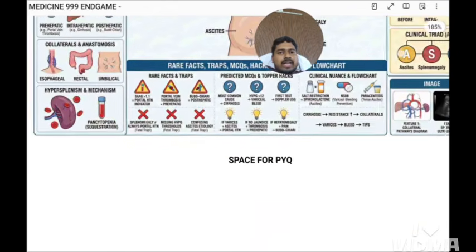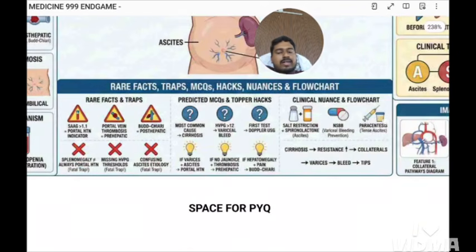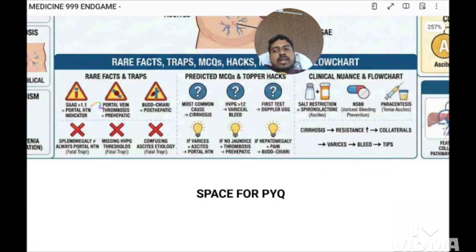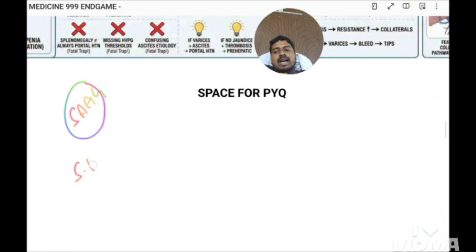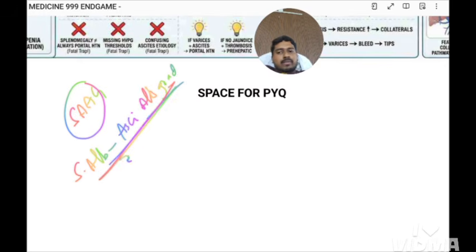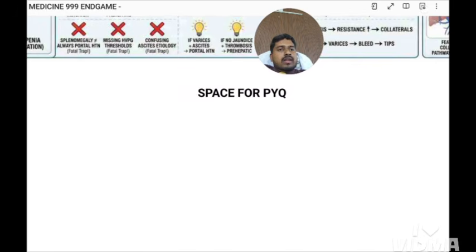One important indicator of portal hypertension is the SAG ratio. So what is SAG? SAG means serum albumin minus ascitic albumin gradient. Basically we are checking whether the ascitic fluid is rich in protein or not. This helps us differentiate whether there is portal hypertension or not. So remember this SAG ratio, it can be more than 1.1 or less than 1.1.